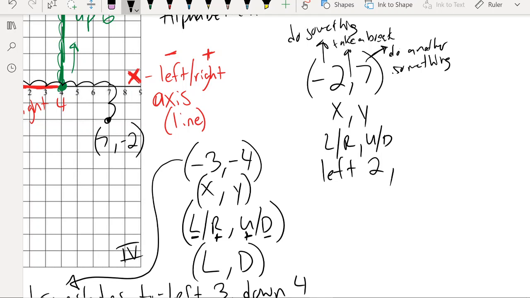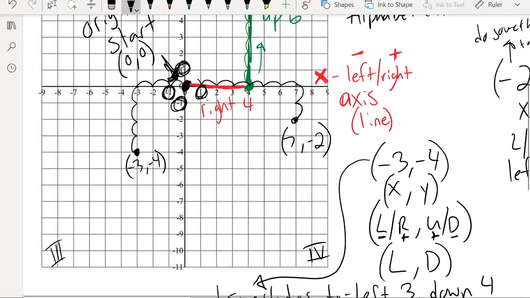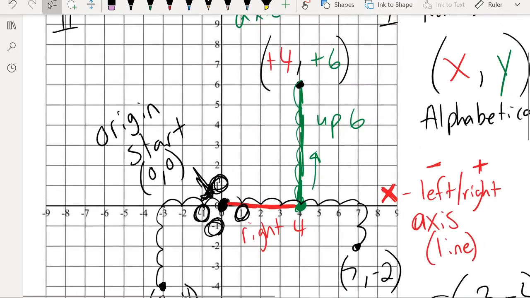It doesn't say positive or negative, it just says 7. Well, if it doesn't say negative, you assume it's positive. If it doesn't have a plus sign in front of it, you assume it's positive. So it's +7, which means I go up 7. Okay, left 2, up 7. All right, let's do it. Left 2, up 7. Here we go.